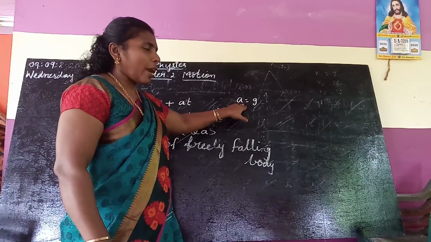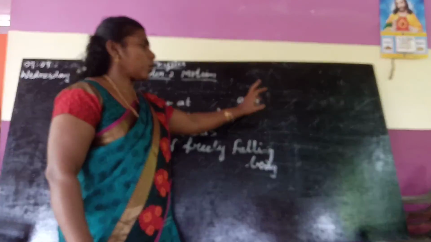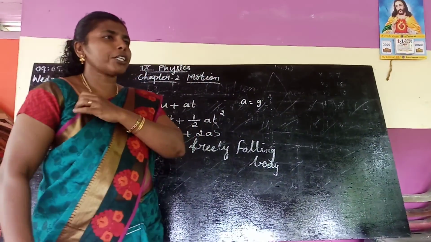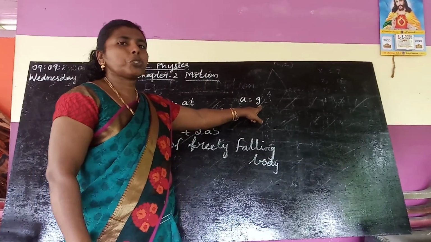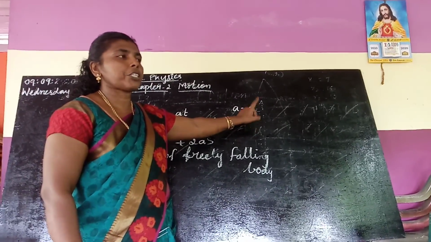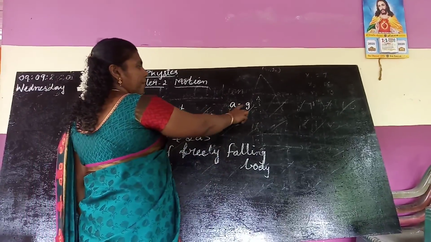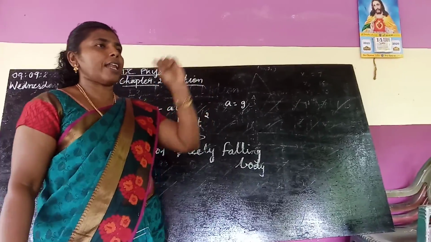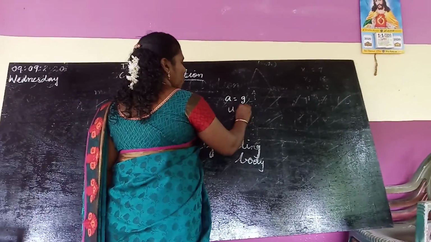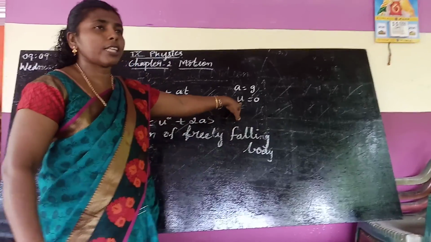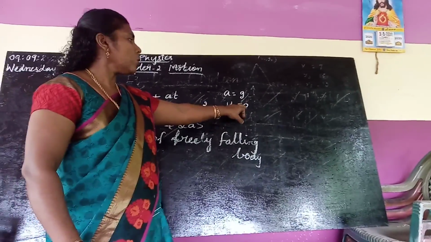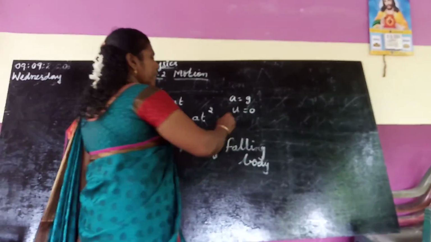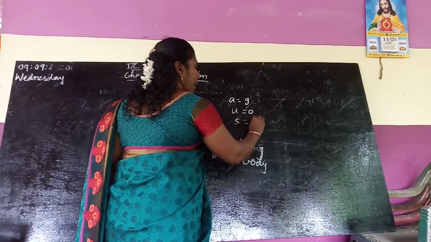So, we have to write A equal to g. Instead of acceleration, we write acceleration due to gravity. What is g? Acceleration due to gravity. So instead of a, we have to write g. Then initial velocity, starting velocity, u equal to 0. Now, displacement is the same height, so displacement s, we write h.